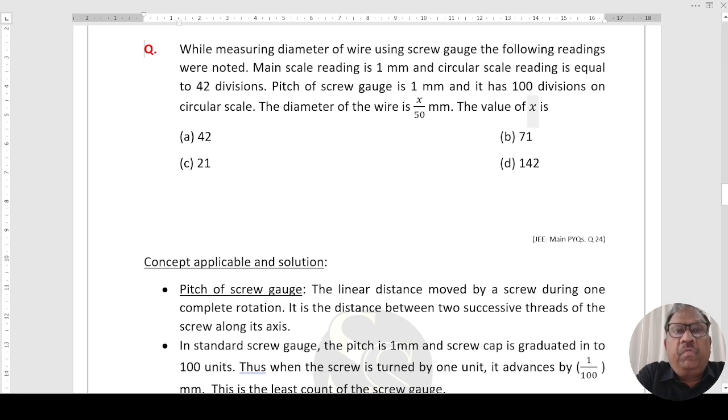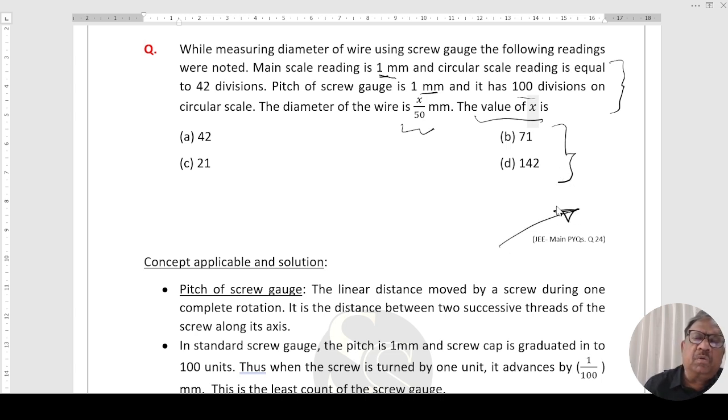Question is, while measuring the diameter of a wire using a screw gauge, the following readings are noted. Main scale reading is 1 mm and circle scale reading is equal to 42 divisions. Pitch of the screw is 1 mm, and it has 100 divisions on the circle scale. The diameter of the wire is x by 50 mm. The value of x you have to find out. Four options are given to you. One of the options is correct. Question is taken from JEE Main PYQs.